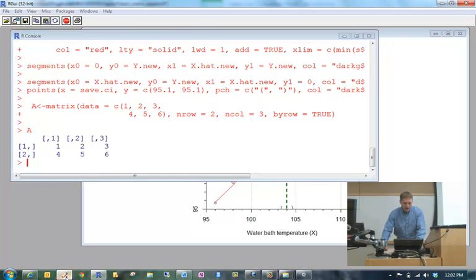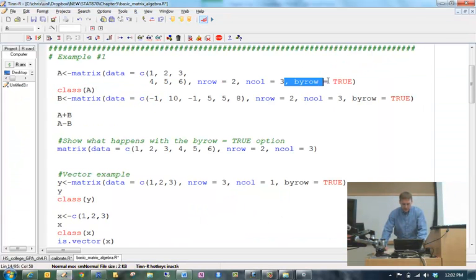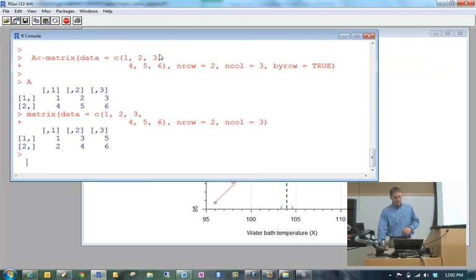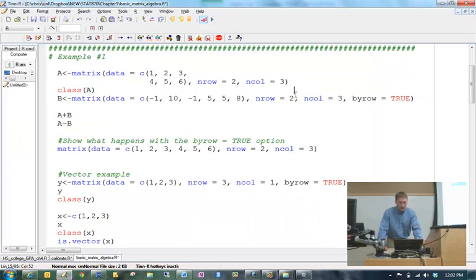If I were to take off that argument, the default is byrow equals FALSE. And look what happens. Now things go by column. So that 1, 2 becomes now the first column. So you have to be careful about how things are arranged. It's just syntax. You just have to get used to it.